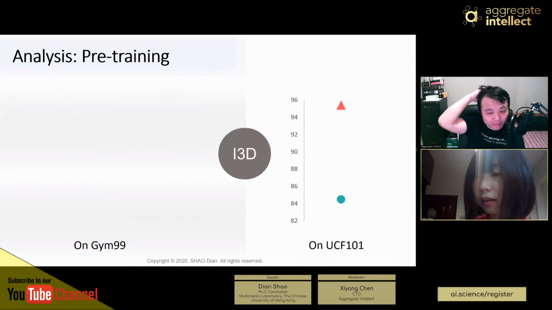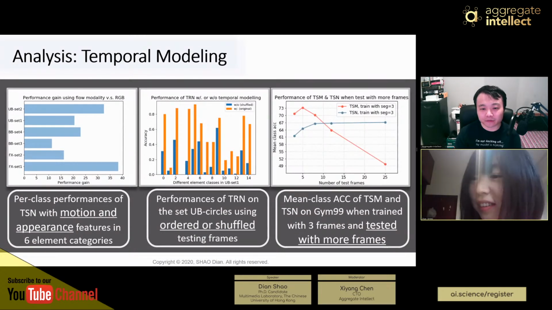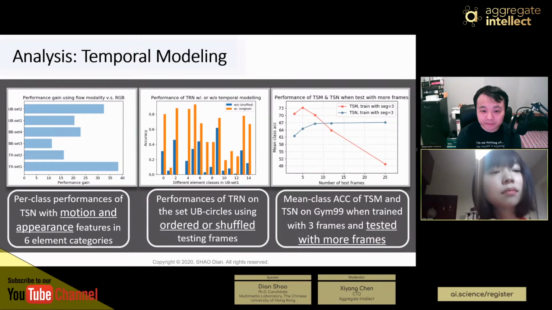So Dian, if we could pause here for a second, I'm still trying to parse that diagram. I guess I have two questions. One is on the first figure. The y-axis, UB set 1, UB set 2. Could you elaborate again? What are those data sets?